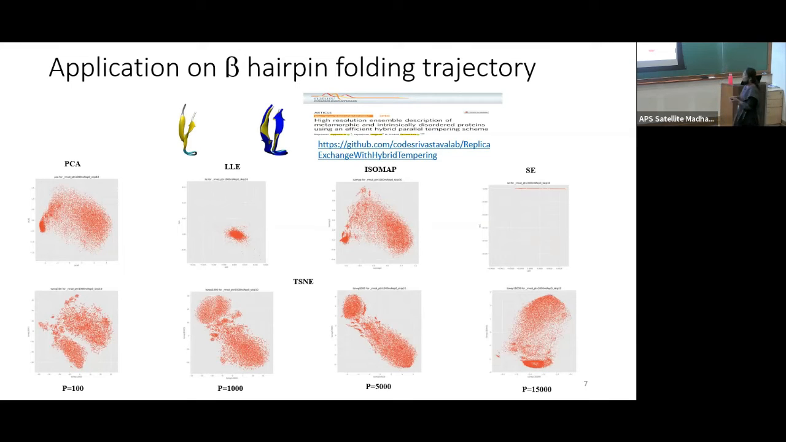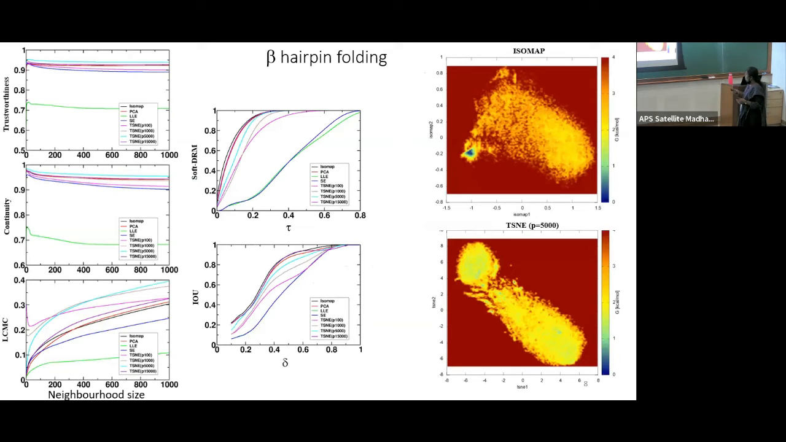When we apply different methods to this data set, we check their quality using the methods that I have described above. The first column tells about the ranking-based metrics, where you can find that TSNE with perplexity of 5000 can capture the high dimensional space in a better way, whereas the distance ratio-based metric tells that isomap is the best method out of all the different methods.